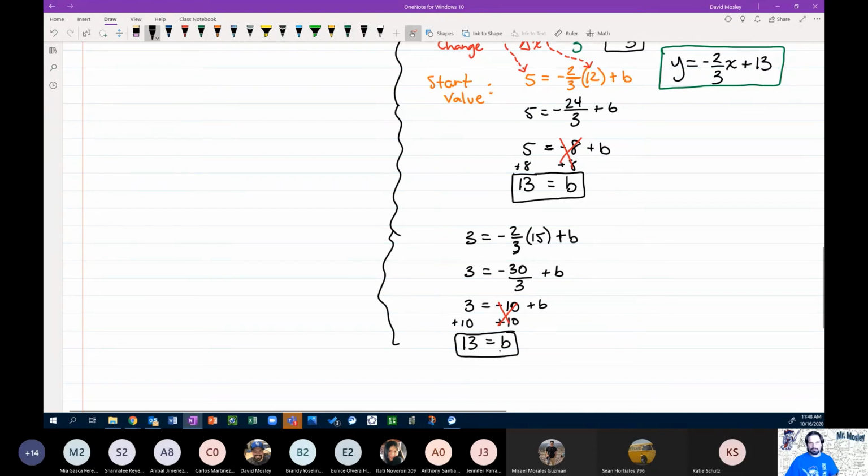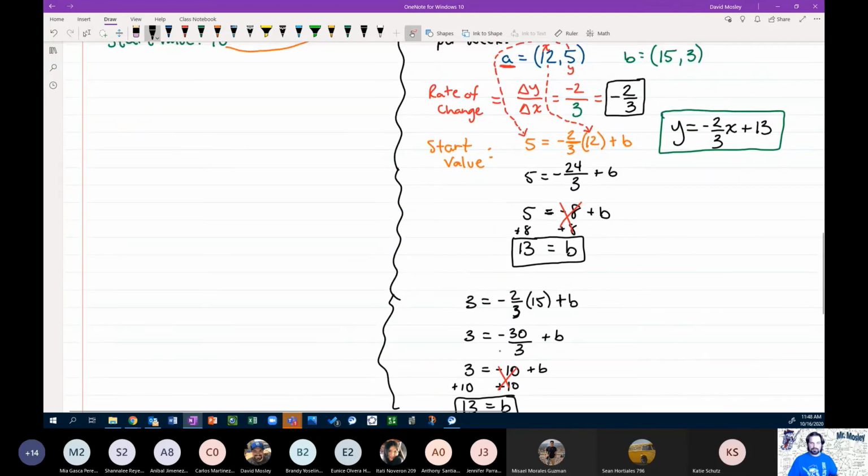Okay. Again, like Mr. Morales asked, do we always have to find both coordinates if there's 2? No. It doesn't matter. Once you have the slope, you can choose either point, or any point on your line, to find the value of b. It just needs to be a point on the line. It doesn't matter which point you choose.